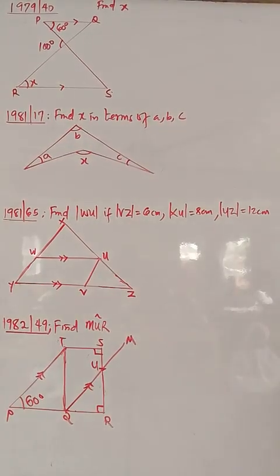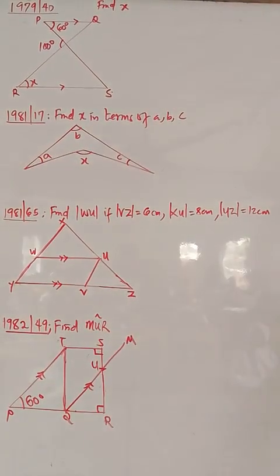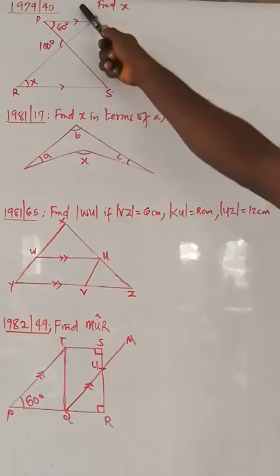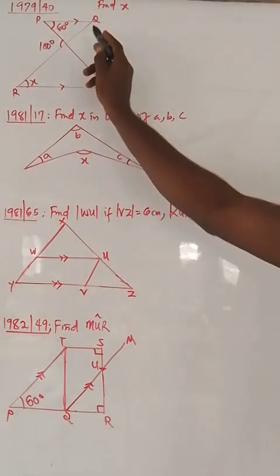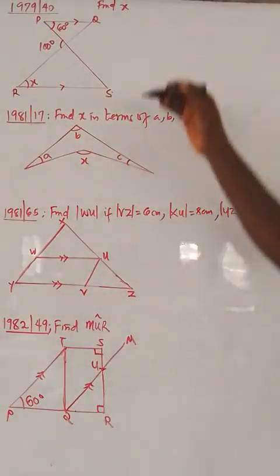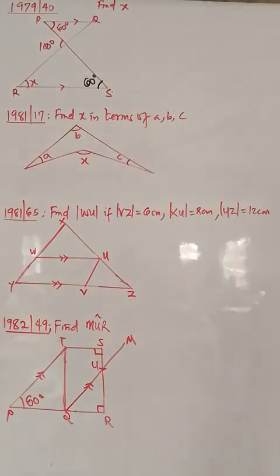(1979) Question 14. We have to look for the value of x. Now, calm down. PQ and RS are parallel. That's what these arrows are indicating. Then, if you notice very well, go this way, come down, go this way. That's the Z shape. So definitely this angle is also what? 60 degrees, because they are alternate.